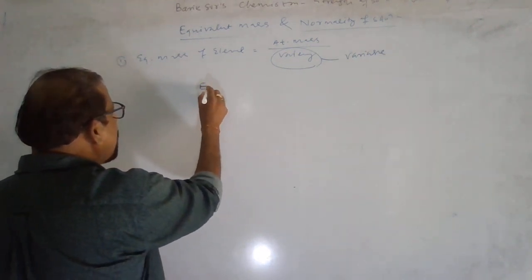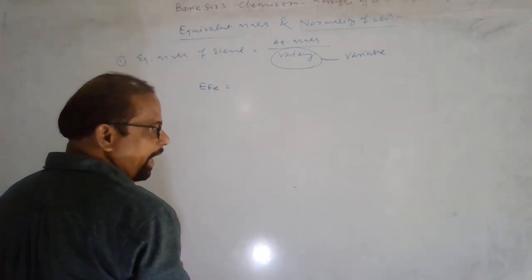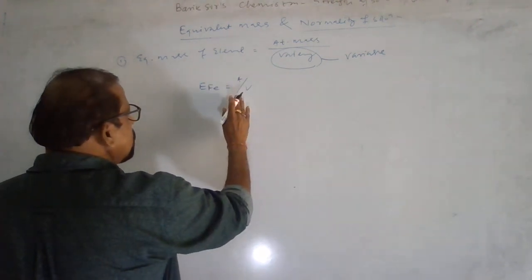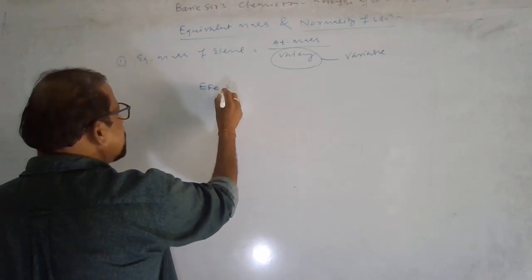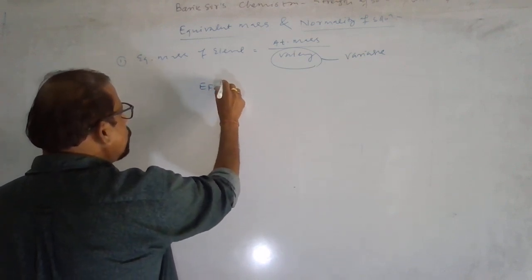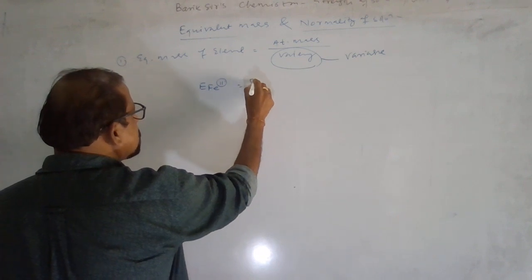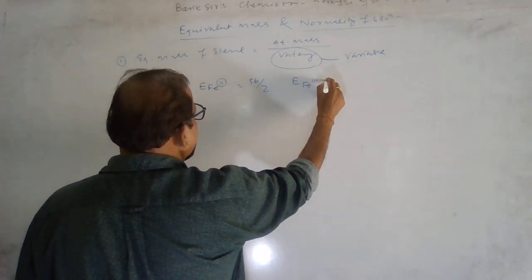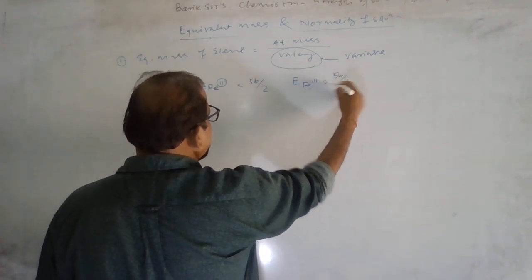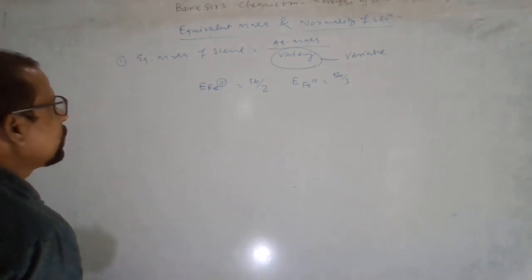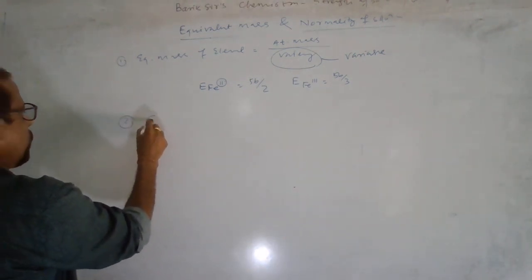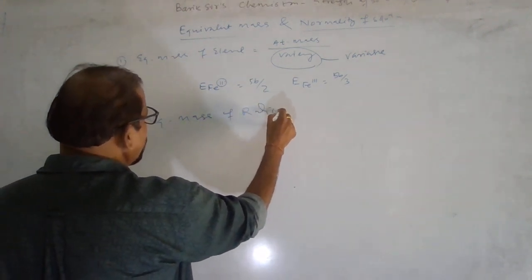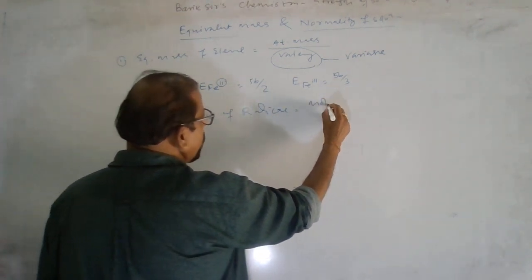So the equivalent mass of iron is the atomic mass by the valence, because iron has two types of valency. When iron has a valency of 2, it is 56 by 2. When the iron valency is 3, the equivalent mass of iron will be 56 by 3. This way you can determine the equivalent mass of an element. Now the equivalent mass of a radical. Radical means a charged species. Equivalent mass of a radical is the molecular mass divided by the charge.